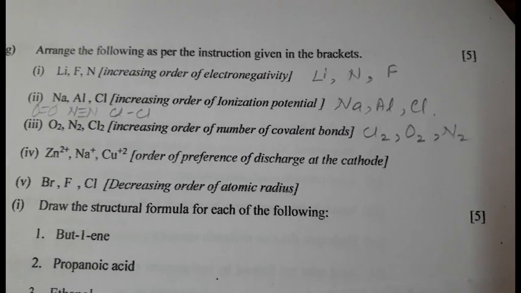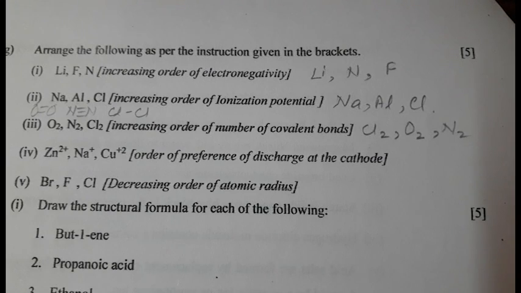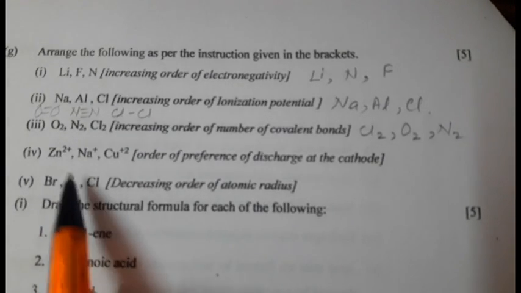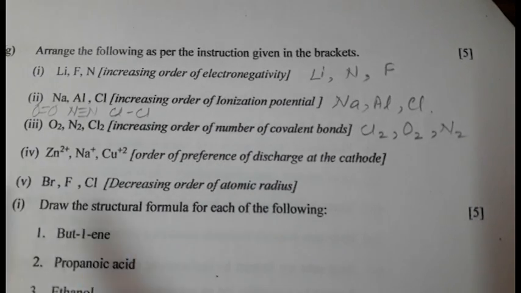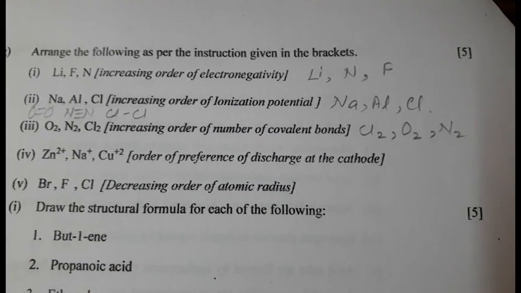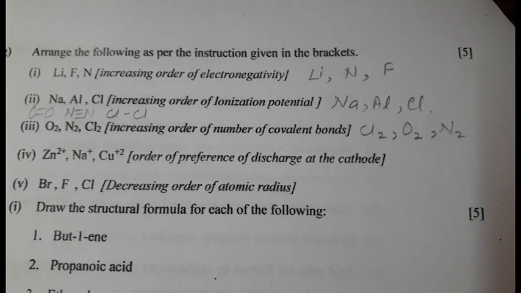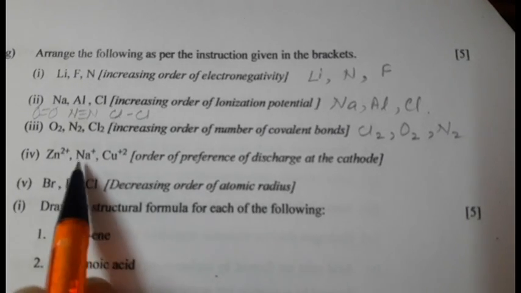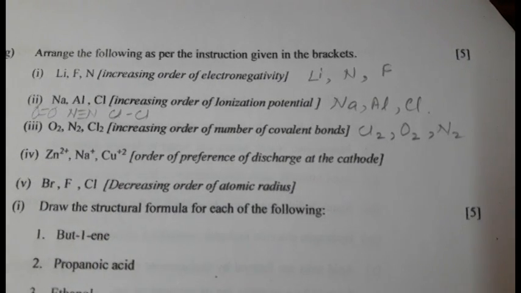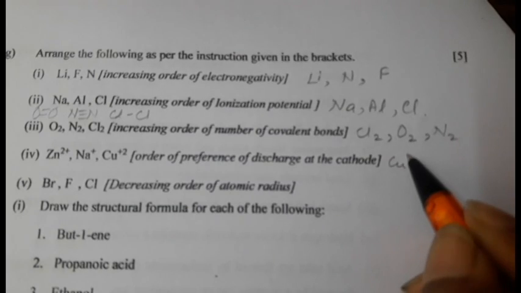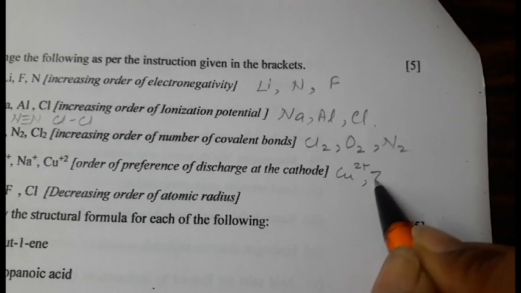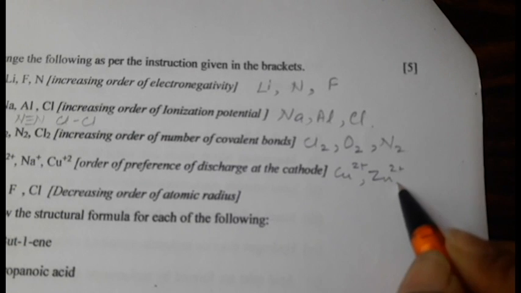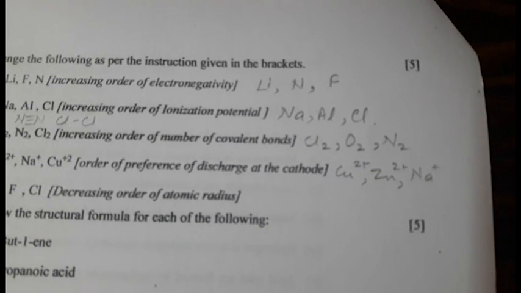The next question talks about Zn, Na and Cu. All of them are cations, Zn2+, Na+ and Cu2+. Order of preference of discharge at the cathode. Now for this you have to know your ECS series by heart. Which one is the lowest? That one will be discharged first. So preference will be from the lowest. Now sodium you know is the topmost, copper you know is below hydrogen. So first one to discharge will be Cu2+. The second one will be Zn2+, and the third one will be Na+. So that will be your order.